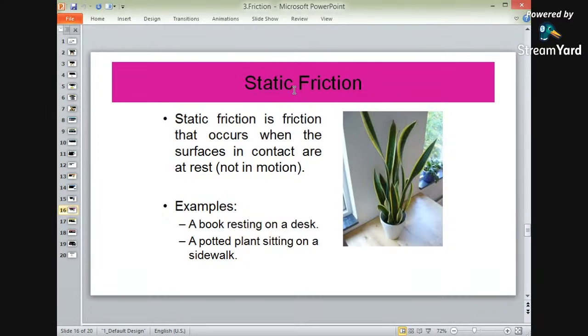This table is at rest, and this pot is also at rest. Therefore there will be a slight friction occurring when both bodies are at rest. So static friction is a friction that occurs when the surfaces in contact are at rest, not in motion. Examples are a book resting on a desk or a potted plant sitting on a sidewalk.